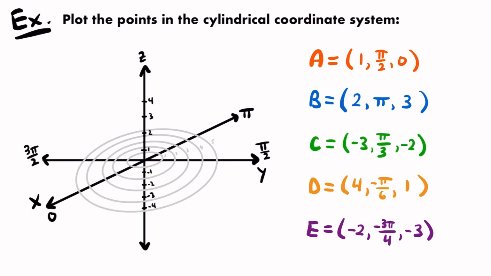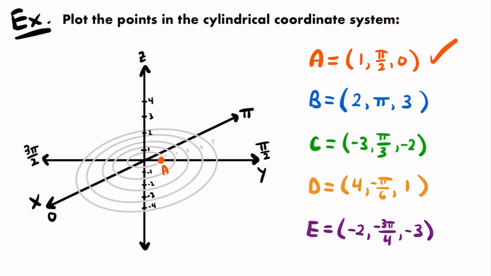We have a radius of 1 and an angle of pi divided by 2. Now remember, we measure all of our angles from the positive x-axis where we have an angle of 0. So an angle of pi divided by 2 takes us to this angle right here, the positive y-axis. So we know we're going to be along this angle and have a radius of 1. So we'll be along the first circle. So that means point A would be right here. Okay, so that's point A.